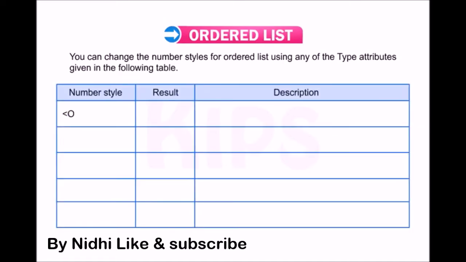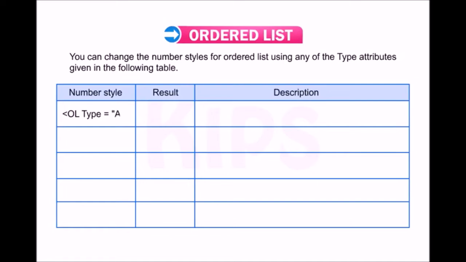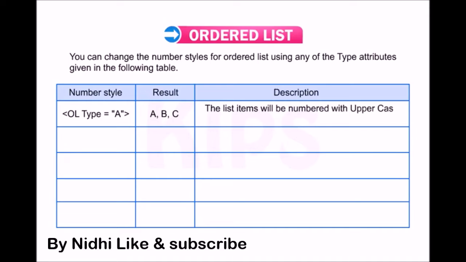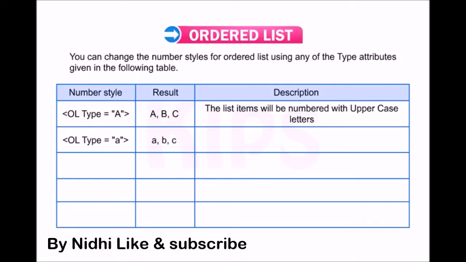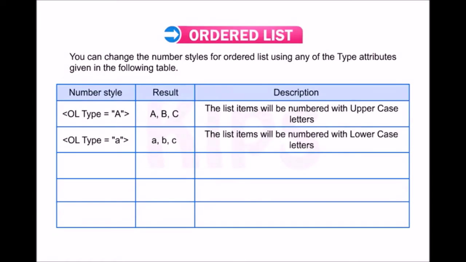Number style: OL type equals "A". Result: A, B, C. Description: the list items will be numbered with uppercase letters. Number style: OL type equals "a". Result: a, b, c in smaller letters. Description: the list items will be numbered with lowercase letters.